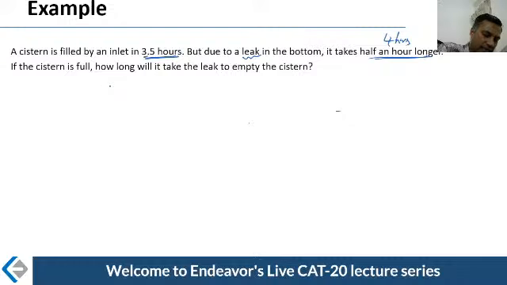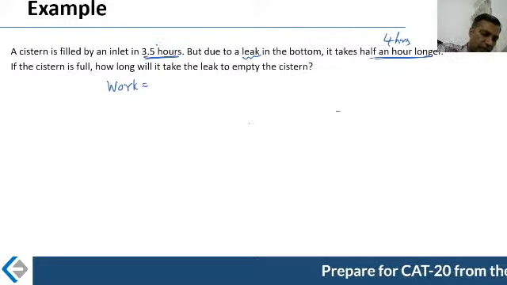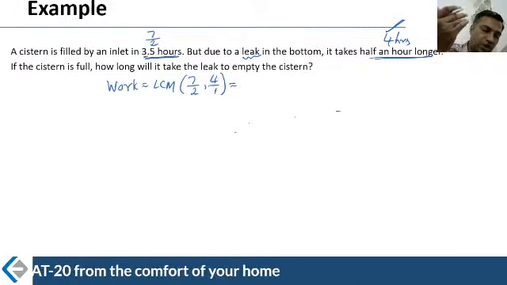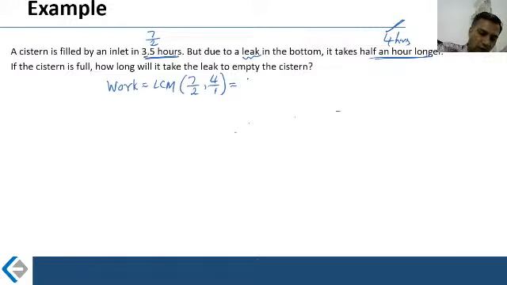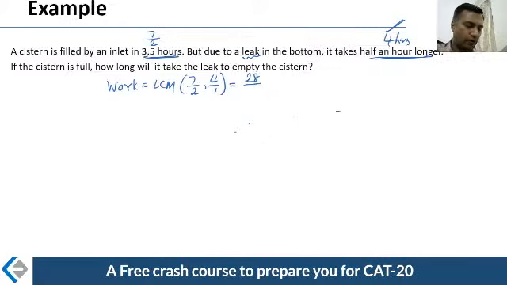All right, so work. Let's decide the work, nothing but the capacity of this particular tank. How do we find the capacity? LCM again. Here, what is the LCM? LCM of 3.5, which is 7 by 2, comma 4 by 1. That's 4 hours here, guys. What is the LCM of the fractions? LCM of the numerators, that is LCM of 7 and 4, which is 28, divided by HCF of the denominators. I spoke about this while finding the LCM and HCF in the numbers lectures.